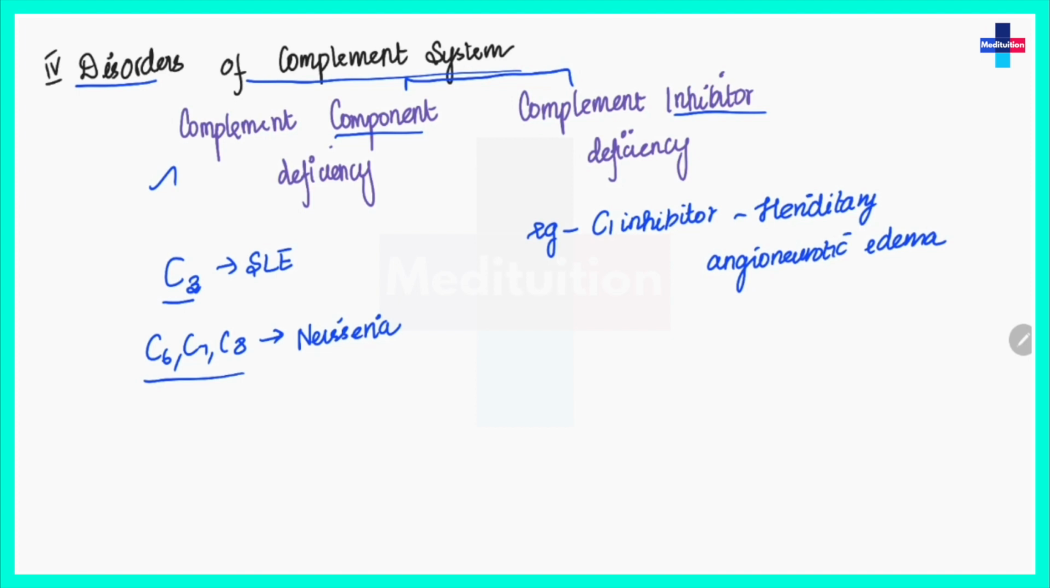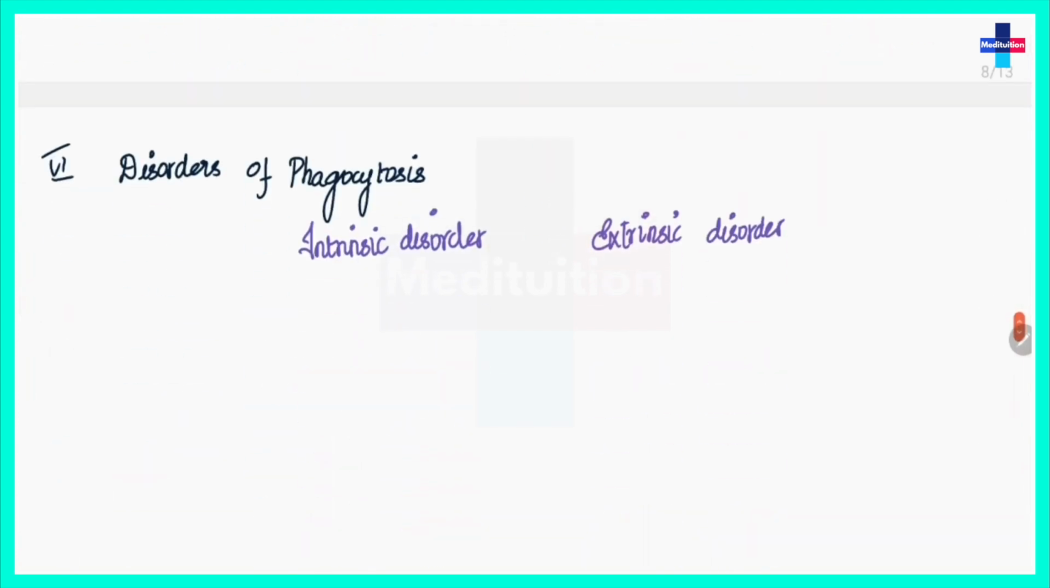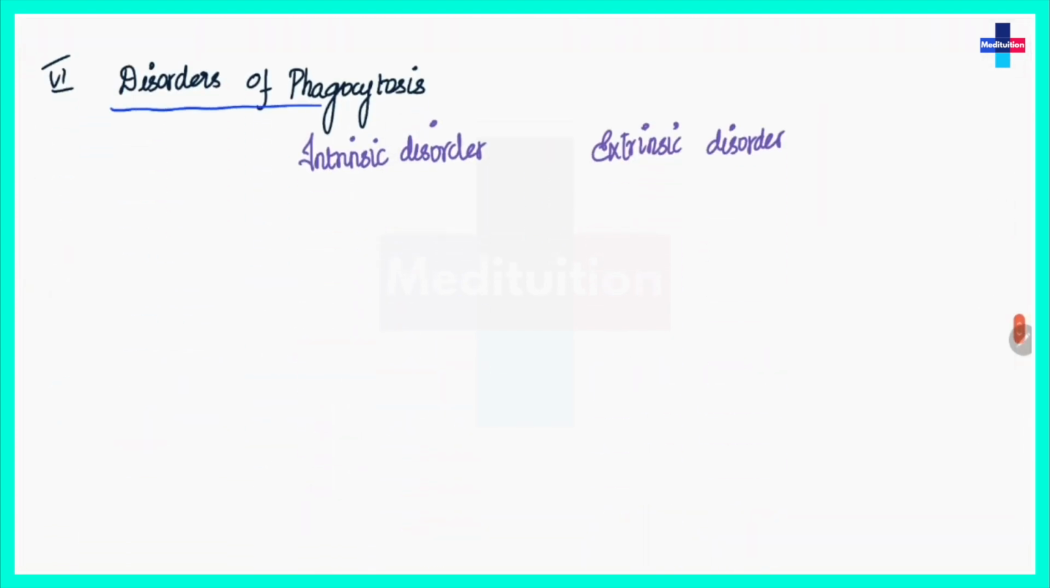So we have discussed all the disorders of complement system in the complement system chapter. After this, we will move on to the disorders of phagocytosis. Disorders of phagocytosis can be divided into two types. It can be an intrinsic disorder or it can be an extrinsic disorder. Intrinsic disorder means there is a problem inside the phagocytic cell. So intrinsic means within the phagocytic cell.